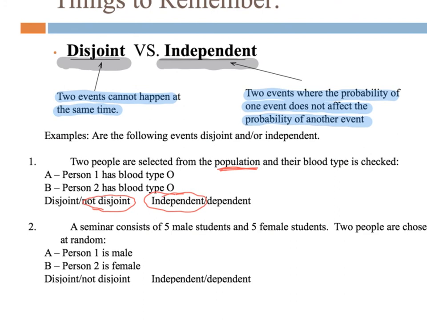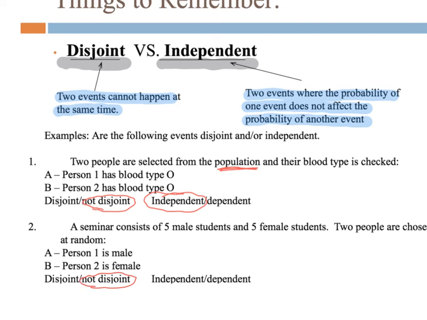All right, so two people being selected, are they disjoint or not disjoint? Is it possible for me to pick two people and have one be male and one be female? Of course, we know that that's true, and so we would say these events are not disjoint.